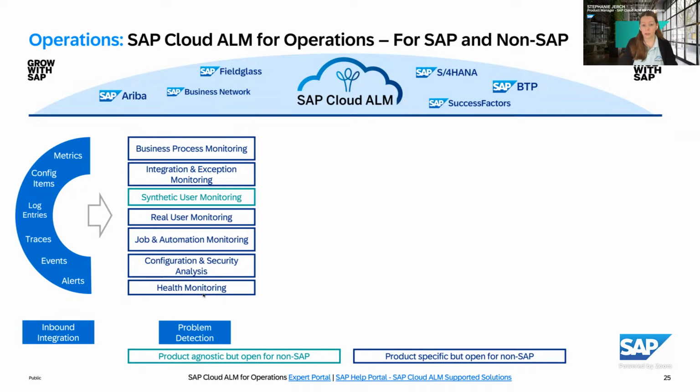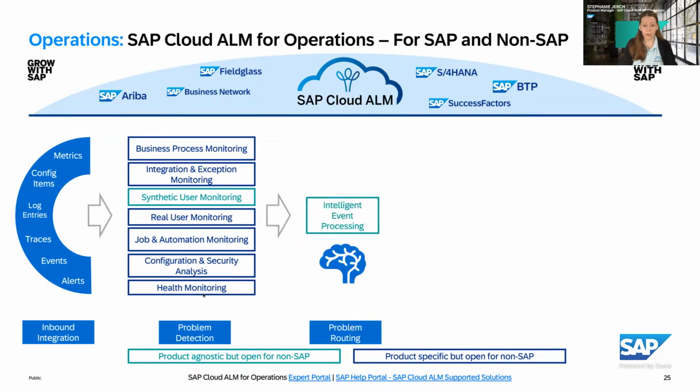This is configuration and security analysis, where you will get insights on the one hand side on certain recommendations which we are giving, as well as configurations which were done and are compared to a certain pattern, giving you recommendations where to look at or if these were changed. And followed by health monitoring, which I will also show you in a moment, which is providing a technical metric with which you can derive insights on the health of your application. All these use cases in the area of problem detection are then centralized in the intelligent event processing.